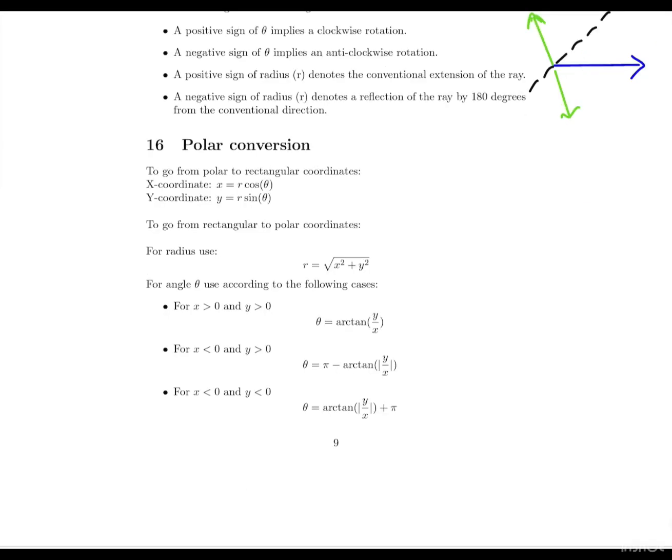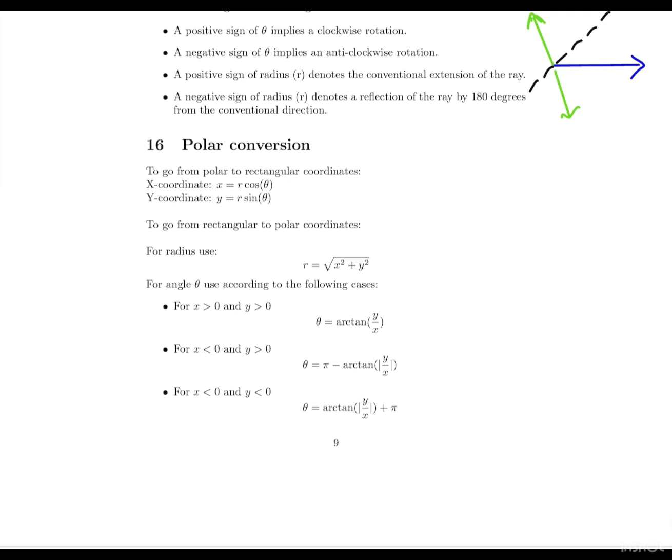Moving on to number 16, polar conversion, again a very important topic. To go from polar to rectangular, we have the following relations. The x-coordinate is just r times cos theta, and the y-coordinate is y equal to r times sine theta. But if we want to go from rectangular to polar, we have more complex relations. For the radius, it's quite simple. You just take the square root of x squared plus y squared. That gives you the radius.